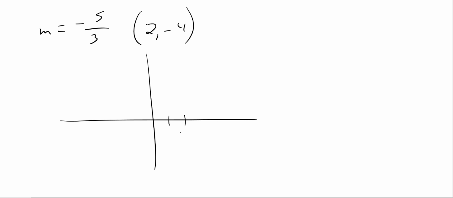Let's do one more. So slope is -5/3, and it goes to the point, let's say 2, -4. So 2, -4. And now here it is. It's -5/3. Now I did this problem on purpose because -5/3 means I go down 5, but I'm way off the graph here. So instead of going down 5 and then to the right 3, how about if I go up 5 and to the left 3?